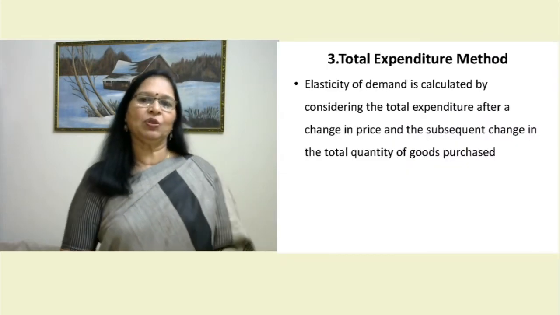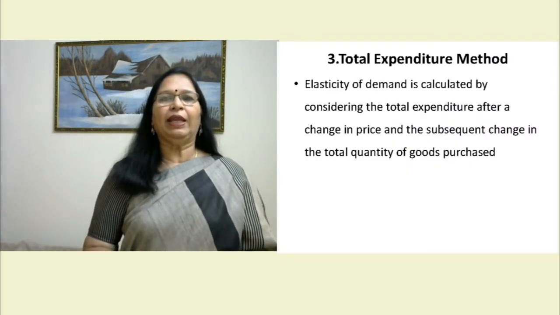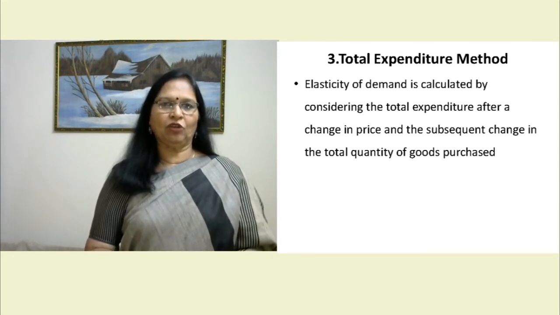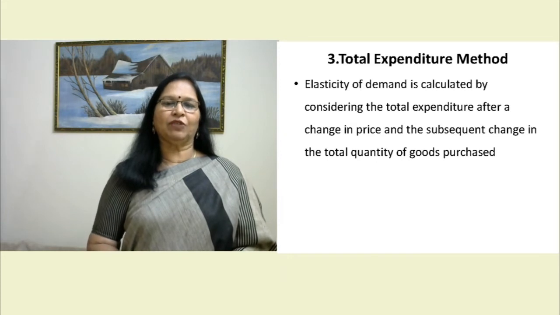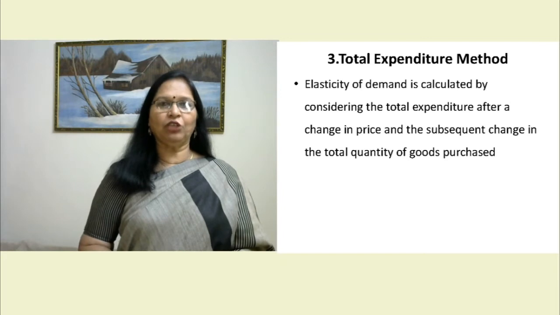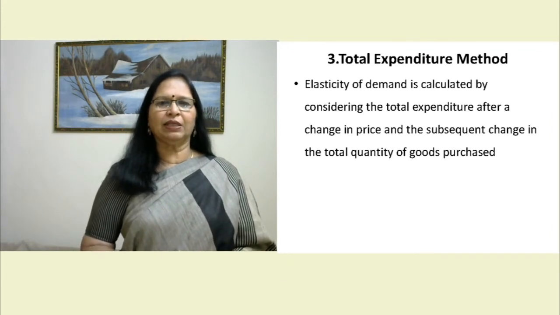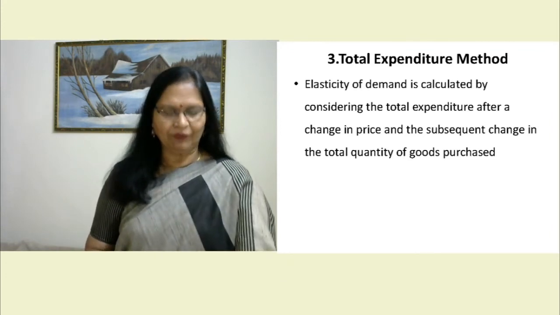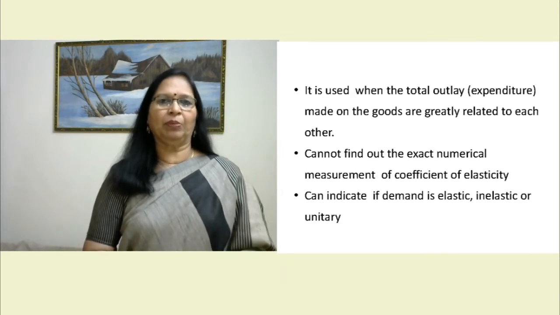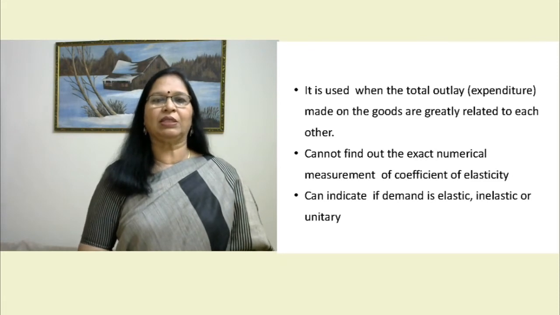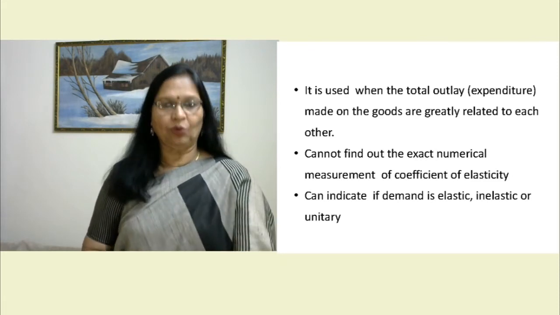The next method is known as the total expenditure method. In this case, we consider the total expenditure of the family after the price of the commodity has changed. So if the price of the commodity changes, then according to the change in the total expenditure, we can designate demand as elastic, less elastic, or more. It is not a very exact number. We don't get a numerical number, but it indicates the degree of elasticity. So we can see how we do this.